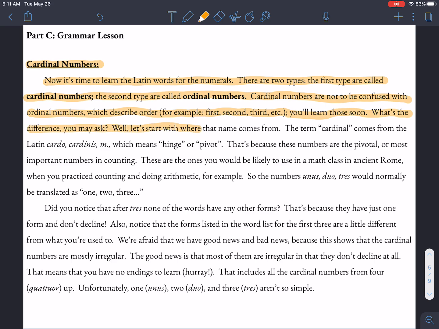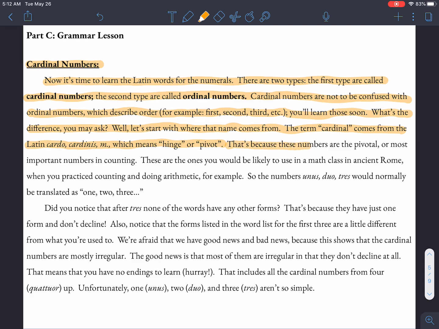Well, let's start with where the name comes from. The term cardinal comes from the Latin cardo, cardinis, masculine, which means hinge or pivot. By the way, guys, it does not mean bird. Okay, there is a cardinal, that's a type of bird, but that's different from this.